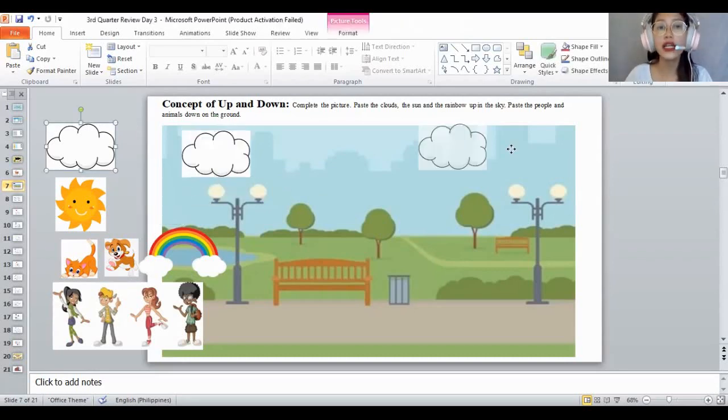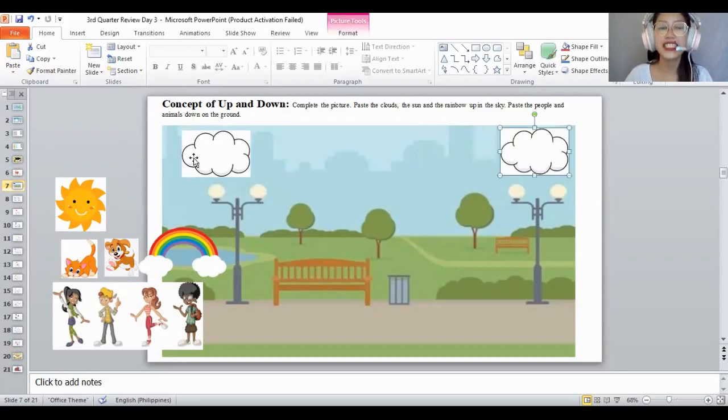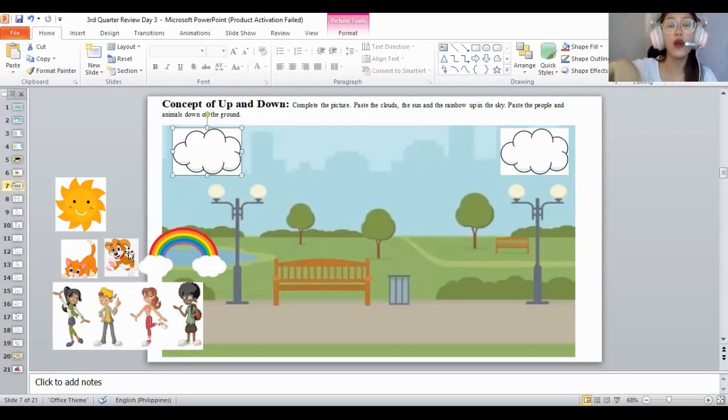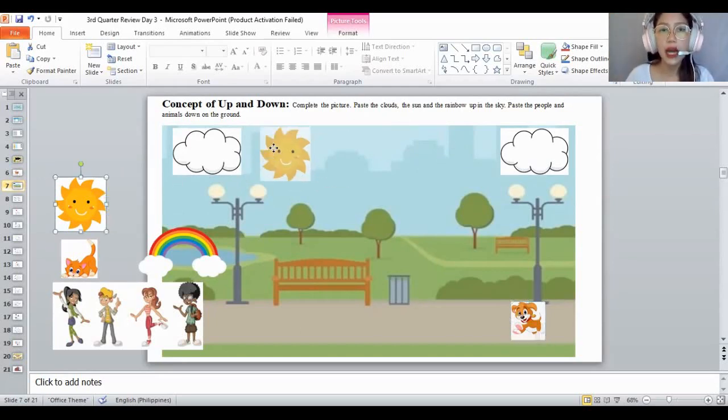Yes, all the clouds are up in the sky. How about the dog? Where can you see the dog? Is it up in the sky or down on the ground? Yes, the dog is down on the ground. How about Mr. Sun? Where can you see Mr. Sun? Is it up in the sky or down on the ground? Yes, it's up in the sky. Good job.